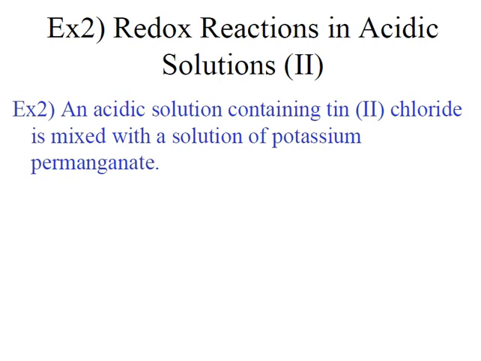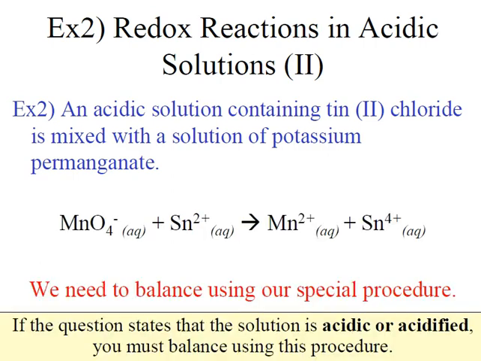We are doing example 2, where we have an acidic solution containing tin-2-chloride that is mixed with potassium permanganate. And they want us to write a balanced chemical equation for this reaction. So we're going to start off with the net ionic equation. Now, most of the time, they're either going to give this to you, as you see here, or they'll be more specific in their words.